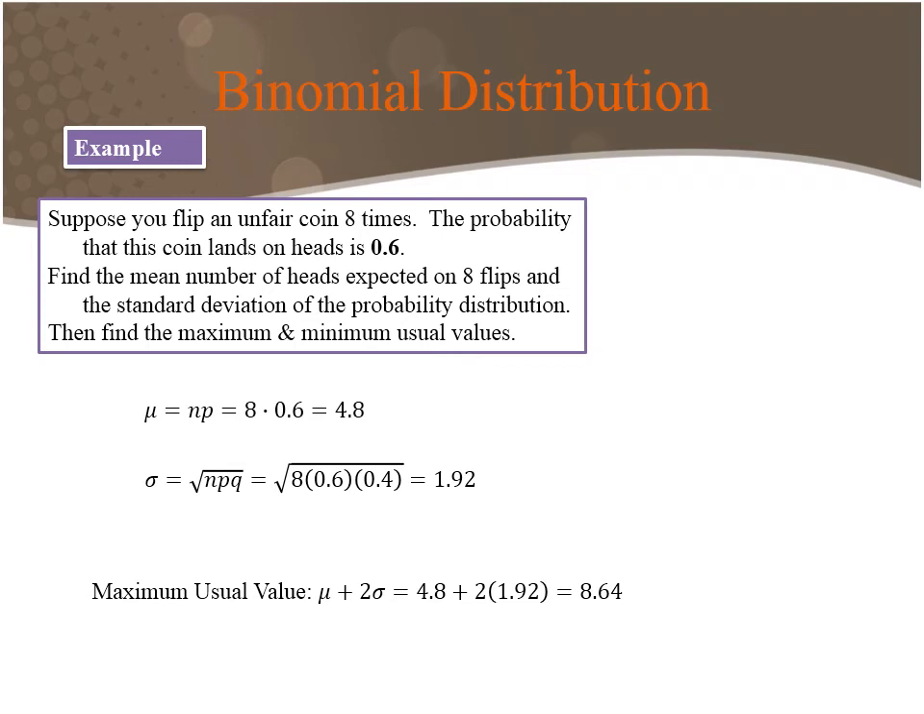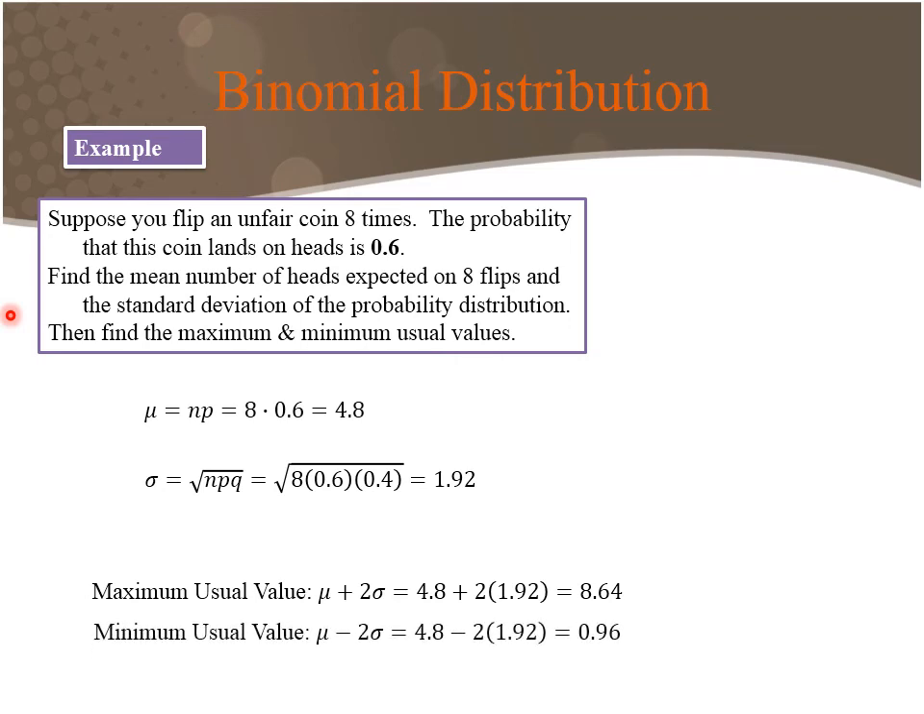So 8.64. Now if you think a little harder about this, what we're saying is that if we got any more than 8.64 heads, that would be unusual. Well, certainly in this situation, since we're only flipping the coin 8 times, it would be very unusual to get more than 8.64 heads, or in other words, 9 or more heads. We simply can't do it. But that goes to show you that the maximum usual value calculation is correct.